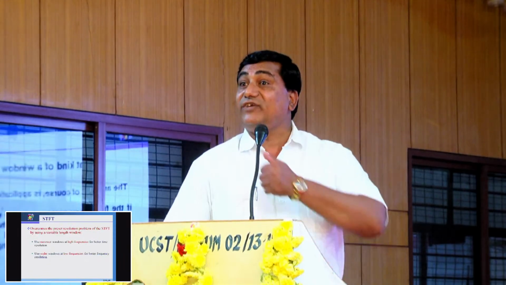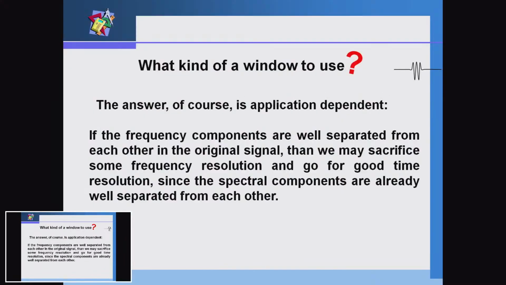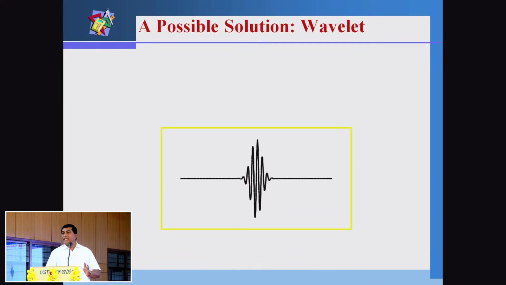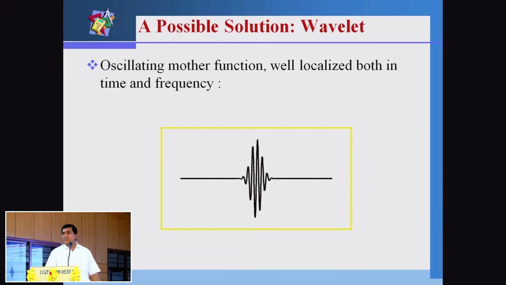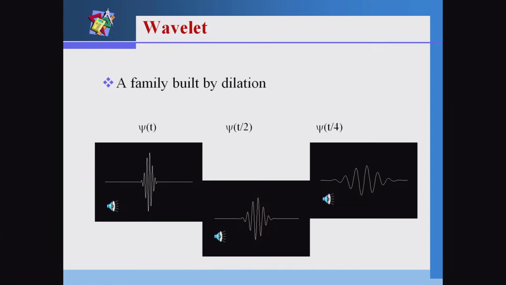But your question is what kind of window to use? The answer is wavelet. The possible solution is wavelet. Have you seen it anywhere? This itself is a wavelet. How can we denote it? Psi of t. Why is it popular? Because it is a family built by dilation property as well as translation property. Not only psi of t, this mother function is built by dilation as well as translation.